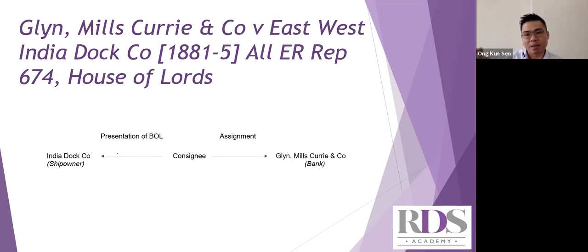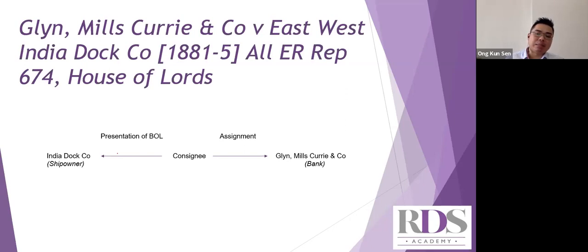One day later, the bank comes to the dock and claims the goods, showing the ship owner the bill of lading. I have this bill of lading. I'm the holder of this bill of lading. Can you please give me my goods? Then the ship owner said, look, I already released it to the consignee, so it's not my problem anymore. So this is what happened. The bank, of course, is unhappy because it has already advanced the money to the consignee, and now the ship owner is telling it that it is not getting its goods. So in this case, the bank sued the ship owner.